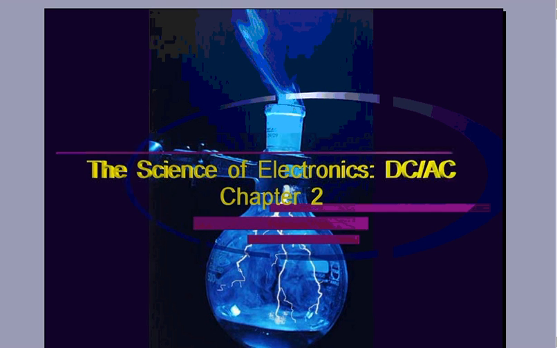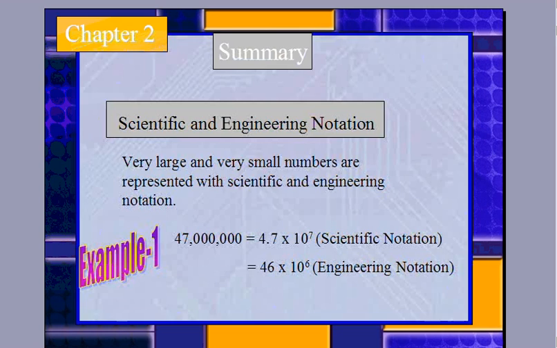The Science of Electronics, Chapter 2. Scientific and Engineering Notation. Very large and very small numbers are represented with scientific and engineering notation.